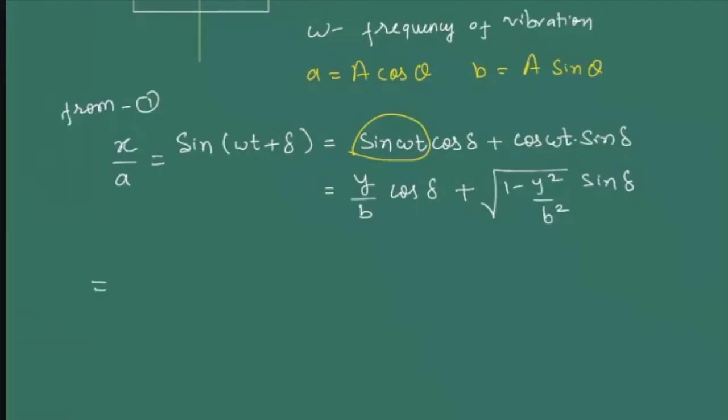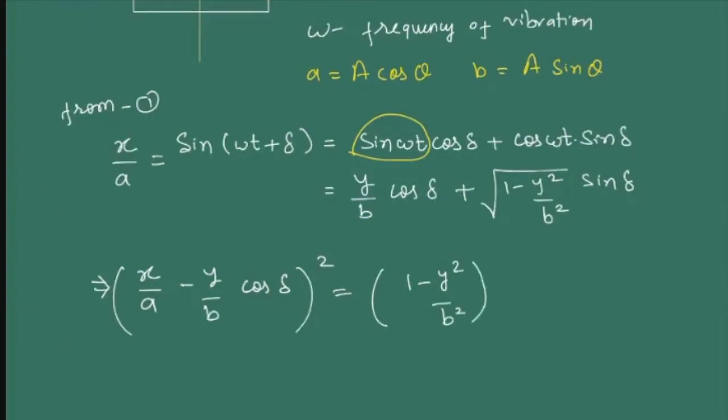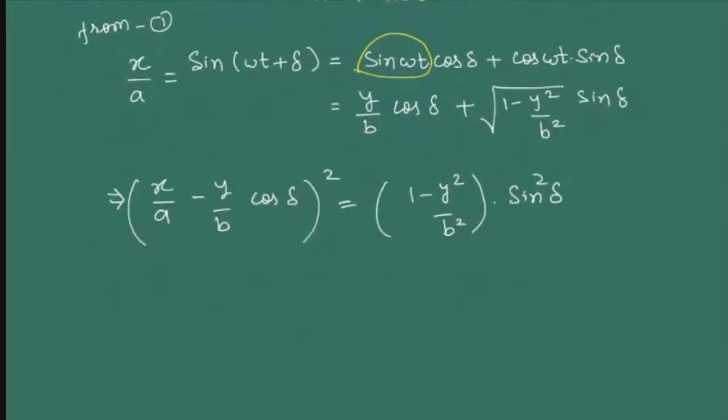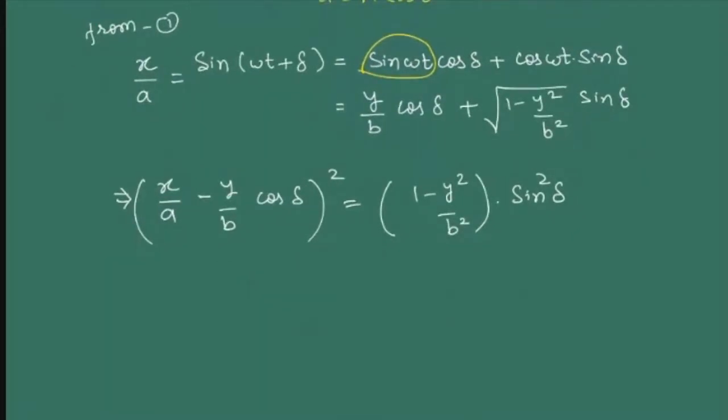So this can be written as, so what was our left hand side? x by a, and I can take it on the left hand side, so y by b into cos of delta, and if we square that term, that would be equal to 1 minus y square by b square into sine of delta. Sorry, this will also be square. So let us just write the last step, the simplification.